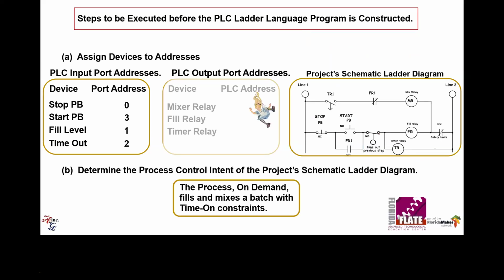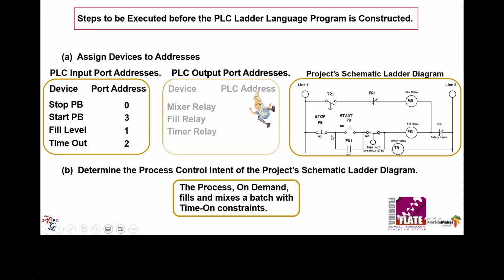Okay, so I am going to break the rule and jump to determine the process. So I'm going to jump to what this means. There's our friend warning us about it, but this is so straightforward, I wanted to get it out of the way. The intent of this document, the schematic, is that the process on demand fills and mixes a batch with time constraints as assigned. It's that simple.